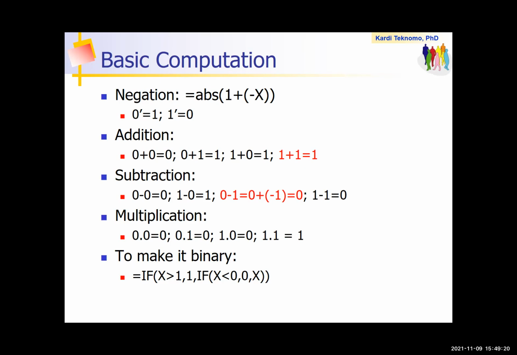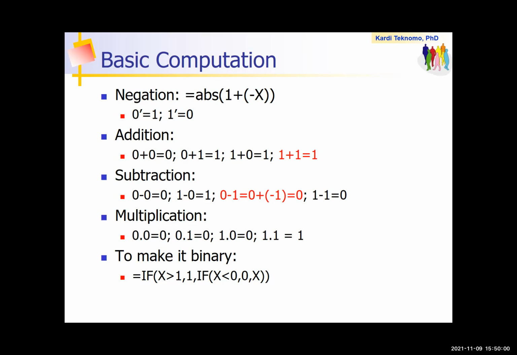If you want to use Excel, I put it there. Absolute of 1 minus X means negation. Negation of 0 is 1. Negation of 1 is 0. Negation means not. Addition: 0 plus 0 is 0, 0 plus 1 is 1, 1 plus 0 is 1. But be careful, this is Boolean, so 1 plus 1 is 1, not 2. 1 plus 1 is 1 in Boolean algebra, not 2.